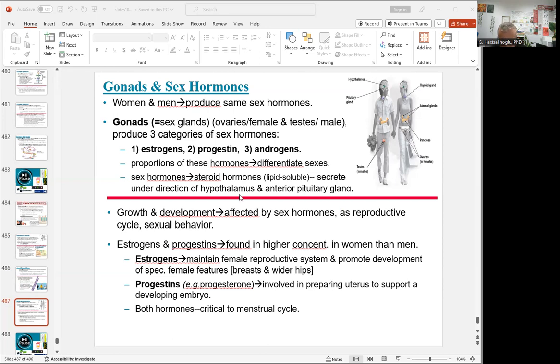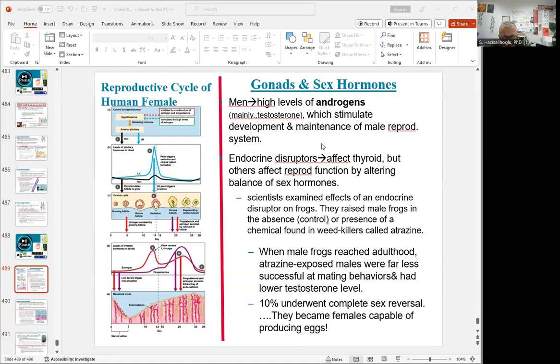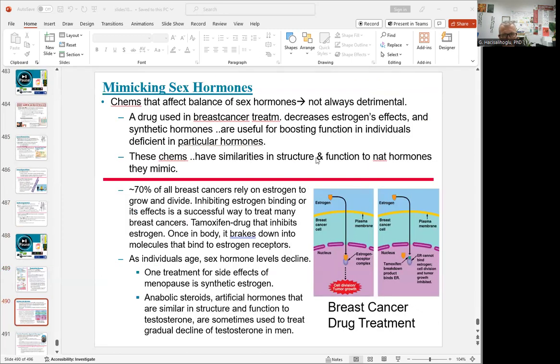Estrogen and progesterone regulate menstrual cycles and support pregnancy. All those are explained here. There is more information here about the female on the left, and male androgens, mainly testosterone. There are some chemicals that can affect and balance the sex hormones. Maybe a drug used in breast cancer treatment decreases estrogen levels for breast cancer patients, and synthetic hormones are useful for boosting function in individuals deficient in particular hormones. This is shown here, how breast cancer drug treatment works.